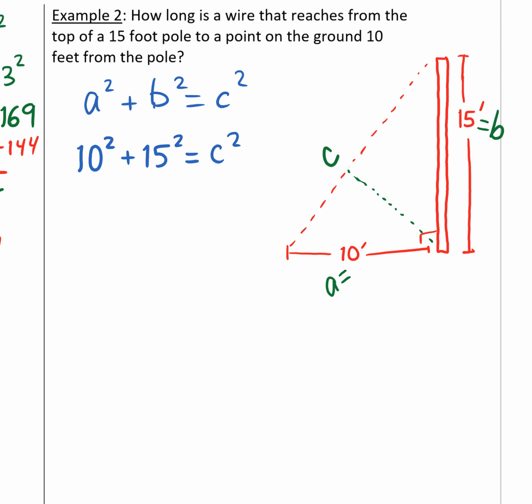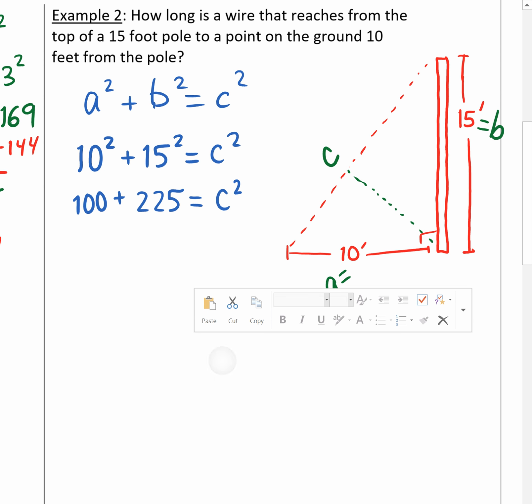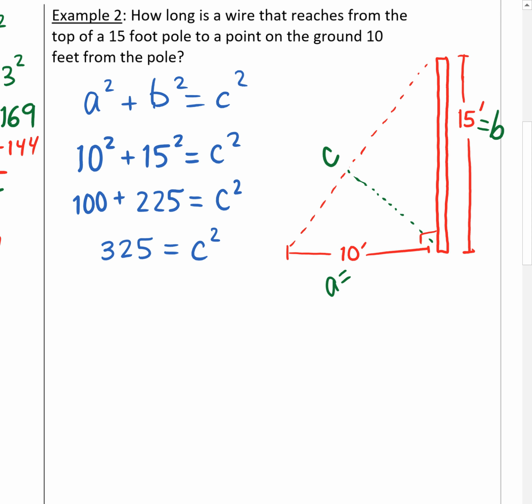Let's see. Now I need to simplify this. 10 squared is 100. 15 squared is 225. And then C squared, of course, I don't know what C is, so I can't really figure that out. All right, let me add the numbers on the left. 100 and 225 is 325. All right, now I can solve for C. I almost have C by itself.